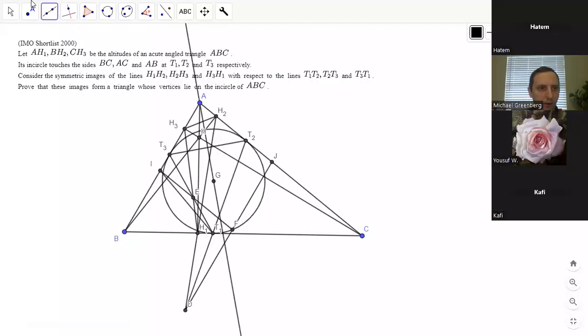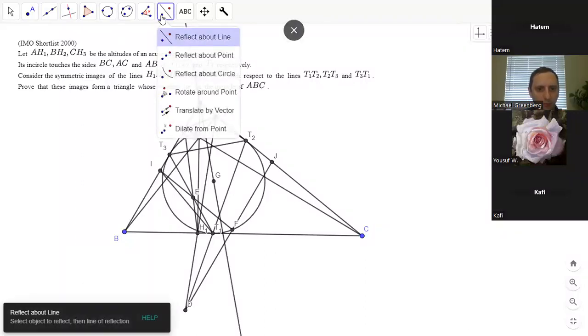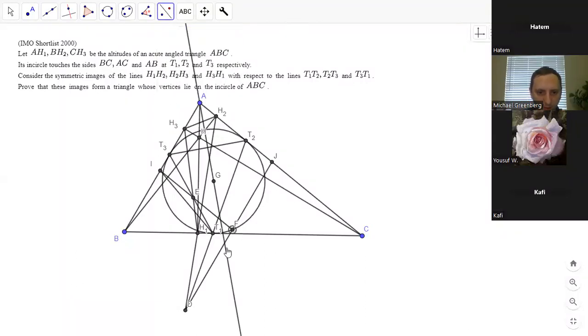So Mai just asked the question. He said, if we reflect F over this line, is it T1? And I think it is.